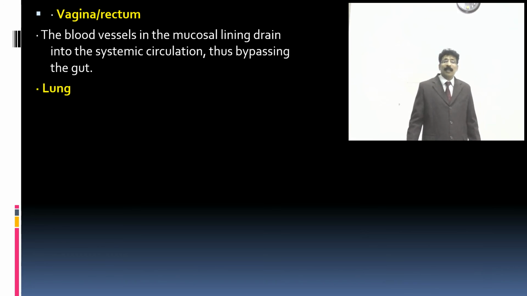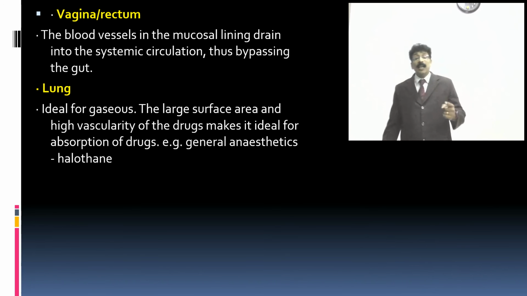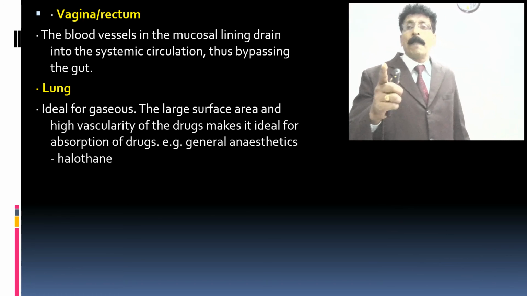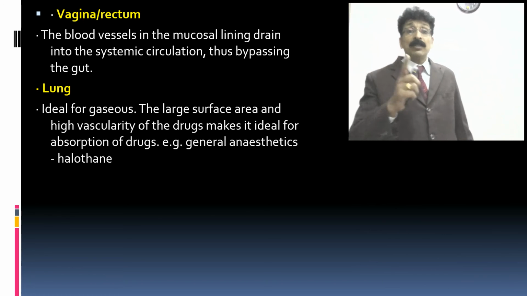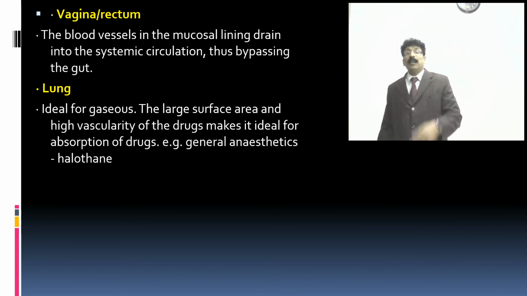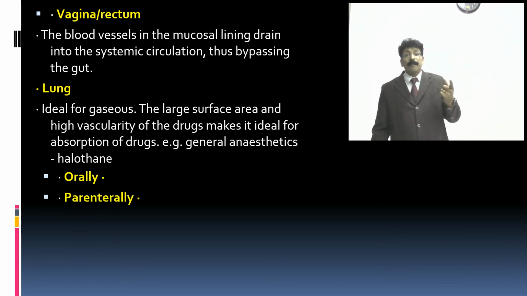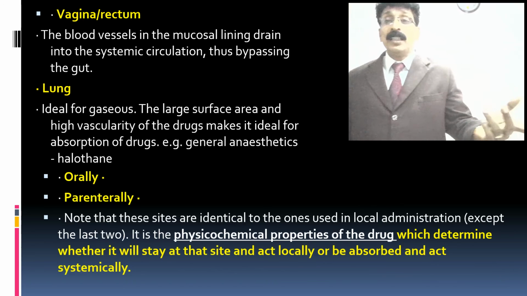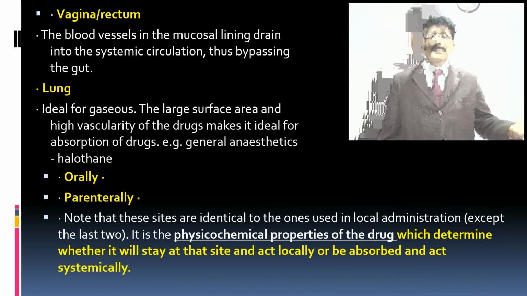Lungs are ideal for gases. The large surface area of the mucosa and high vascularity make it ideal for absorption of a drug, for example a general anesthetic like halothane. Orally and parenterally, we are not explaining, because we know that they have to undergo the circulatory system, otherwise there is no action.